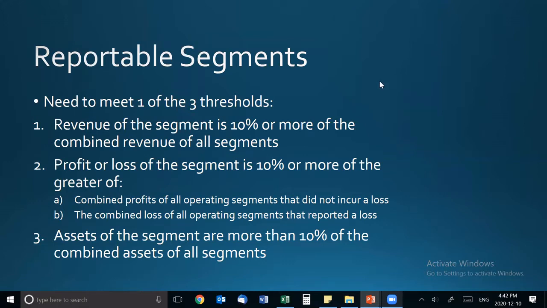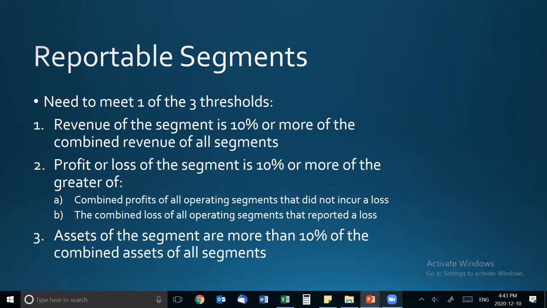In order for companies to have to report their segments separately, a segment needs to meet one of three thresholds. Something is a reportable segment, which means that the information needs to be reported separately on the financial statements, if the revenue of that segment is 10% or more of the combined revenue of all the segments. So you look at the total revenue of all the segments, and if segment A has revenue of at least 10% of that total, then we would have to report segment A separately. It only needs to meet one of the three thresholds.